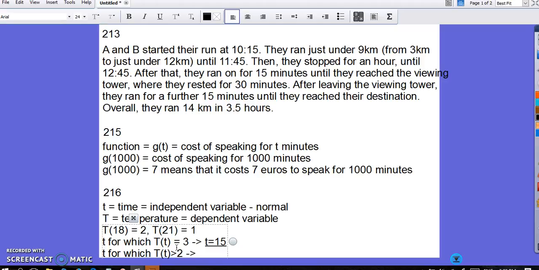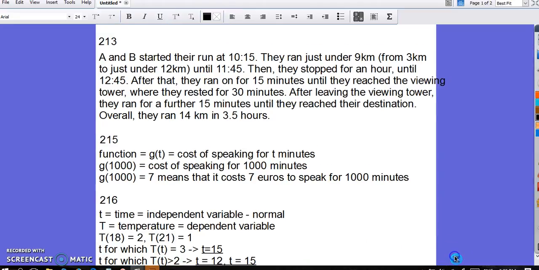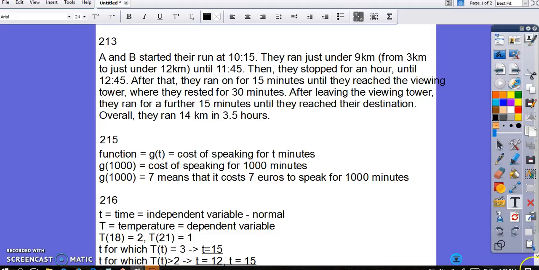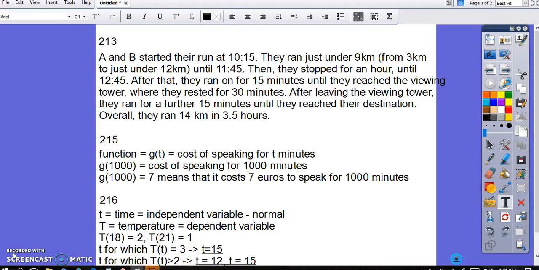And we have 2 times at which the temperature is greater than 2. It's 3 degrees at the time of 15 and 4 degrees at the time of 12. So we have 2 solutions. We have T is 12 and T is 15. So hopefully you got those 3 correct.